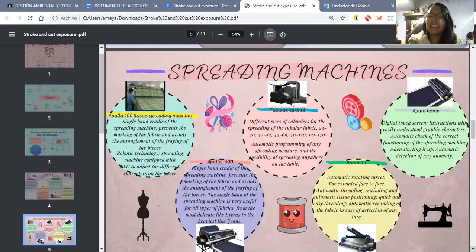Okay, and the last is Apollo Home. This is the most common in different fabrics or different spaces of work. It has a digital touch screen that contains instructions with easily understood graphic characters. And automatic check of the correct functioning of the spreading machine when starting it up. Automatic detection of any anomaly. Okay, and it's all for my part.